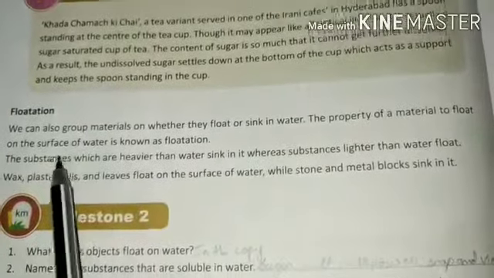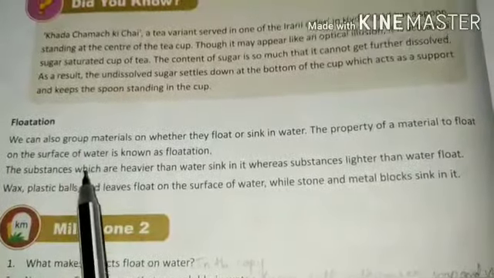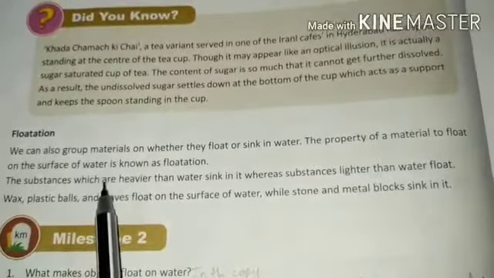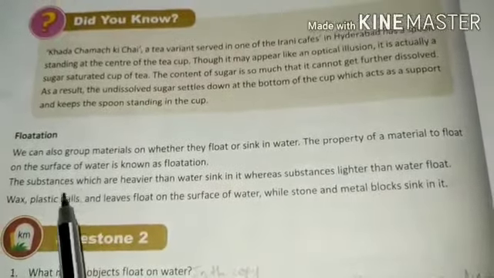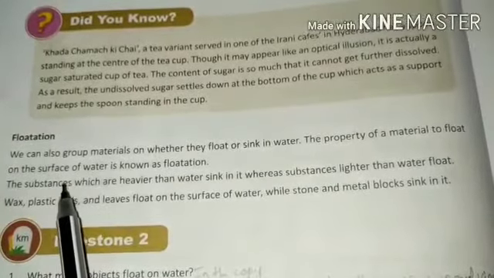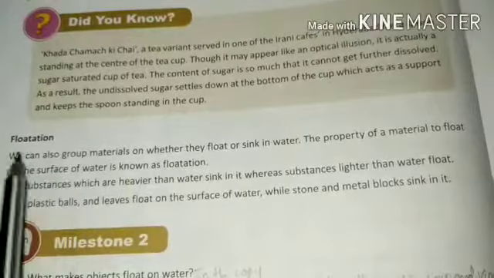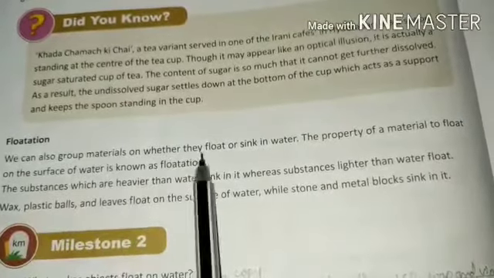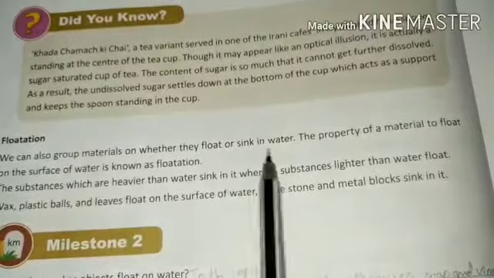If the material's weight is more than the weight of the water, then the material will sink in water, whereas if the material's weight is less than the water's weight, then the material will float on water. Just see what the paragraph is telling us. We can also group materials on whether they float or sink in water.